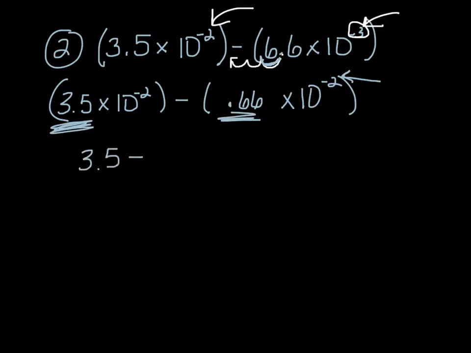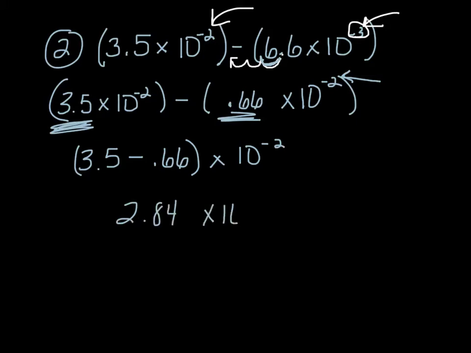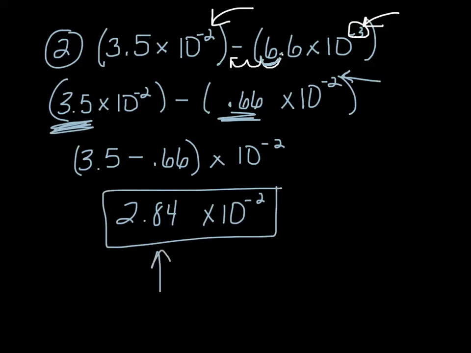3.5 minus 0.66 times 10 to the negative 2. If you subtract that, 3.5 minus 0.66, you get 2.84 times 10 to the negative 2. That is your answer, because my factor is between 1 and 10. It's greater than or equal to 1 and less than 10.